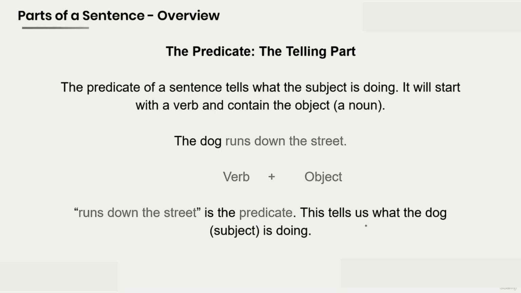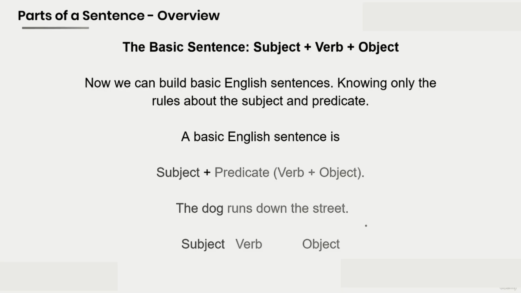So now you know how to make the basic sentence structure in English. It is just subject plus the verb plus the object in this order. Other languages will move this order around. But in English, this is the order you should follow. Subject, verb, object. And the verb and object we call the predicate. So now we can build English sentences, just knowing about where the subject is and where the predicate is.